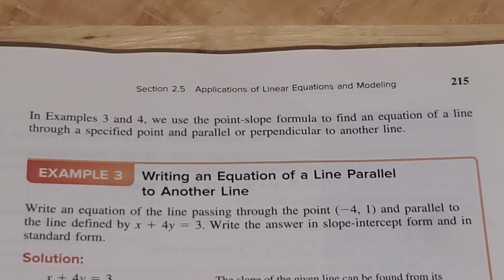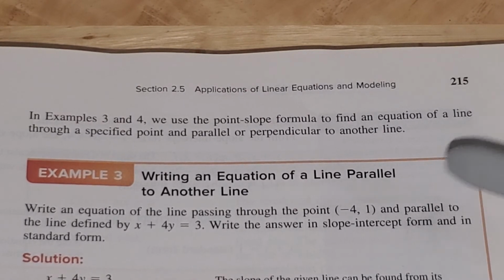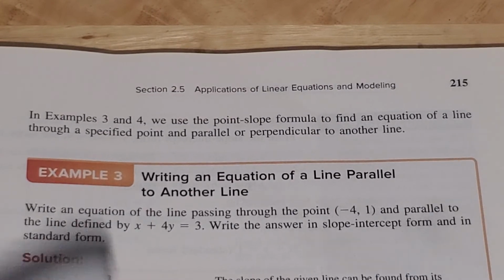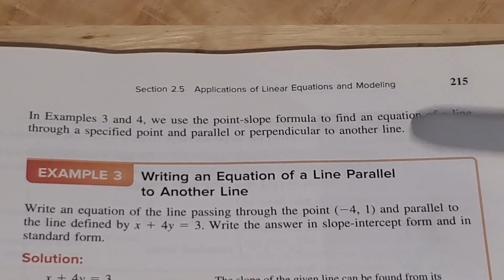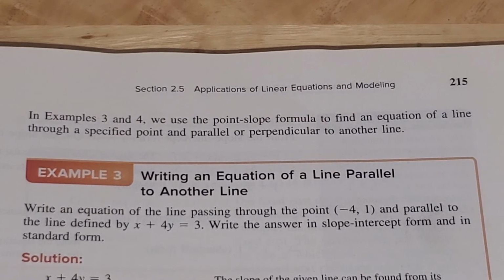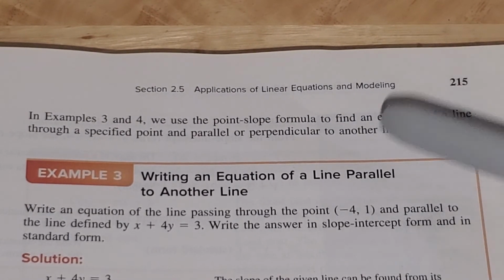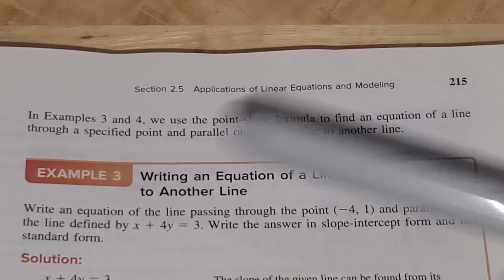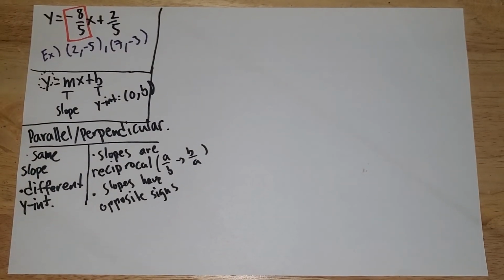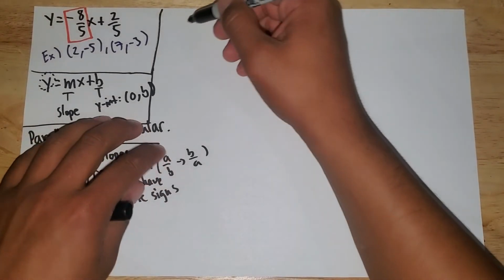So we're going to write an equation of a line. Like I said, they give us a point and an equation. So this is the last type of example. And they want us to be parallel. So it's adding a little bit more than just writing the equation. But that's the whole point. It gives us a point and a line. So we'll do this example.